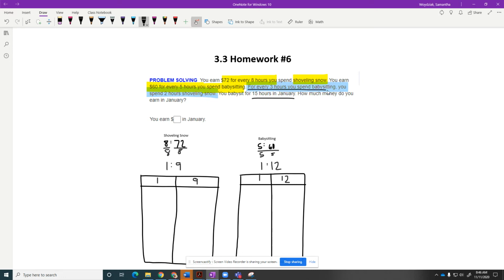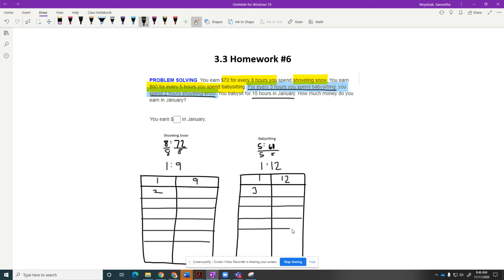Now we have to figure out for every 3 hours you spend babysitting, you spend 2 hours shoveling snow. So what I'm going to do for this is start with a 3 here and a 2 here. Okay, and I'm going to go ahead and fill out this one side of this chart because I think it will help us a lot. When I do this chart, I know I'm going to have to get to 15 on the babysitting side. So if I add another 3 over here, I need to add another 2 over here, because babysitting versus shoveling snow. I add another 3, I add a 2, I add another 3, and I add a 2.